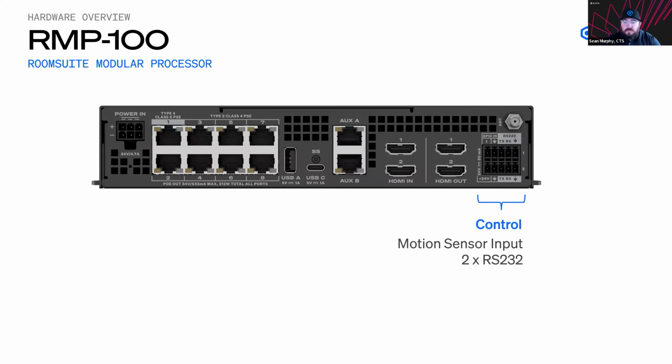We have some small amount of control, so we can take in signal from an occupancy sensor. We have a couple RS-232 ports for controlling displays. And this is really meant to live behind the display and be able to plug in the HDMI outputs directly to the display or displays or to a compute.